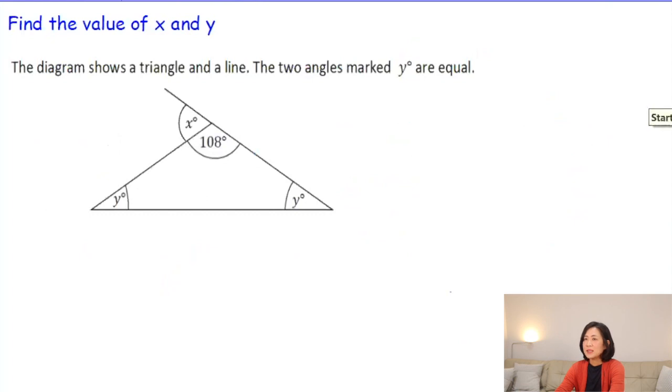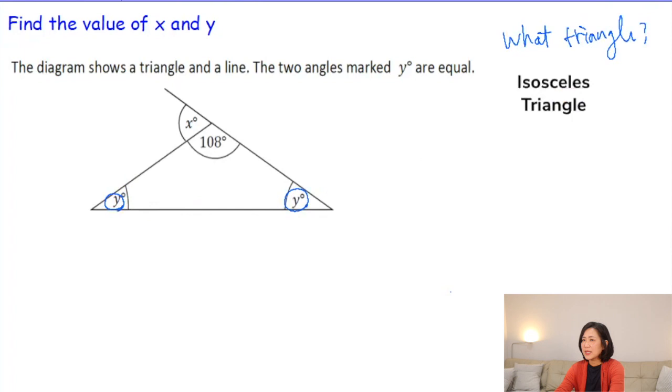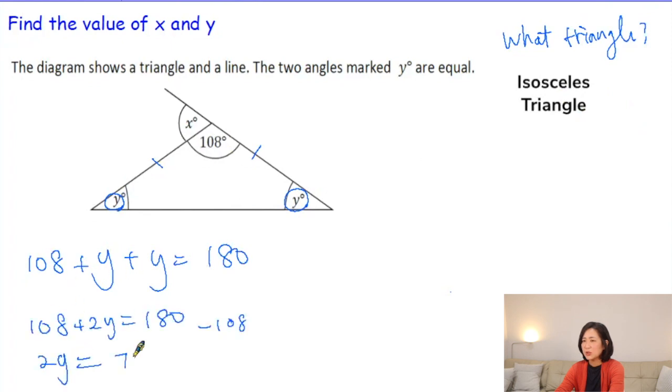Now find the x and y, and we don't know what shape this is. Oh, have a look at it. Yes, we can identify what triangle it is, right? Because as you can see, two angles are marked as y, right? That means two angles are identical. So this is an isosceles triangle. Then we know that in a triangle, you add up the angles. 108 plus 2y equals 180. 2y equals 72. So half of 72, then y is 36. So we found our y, right?